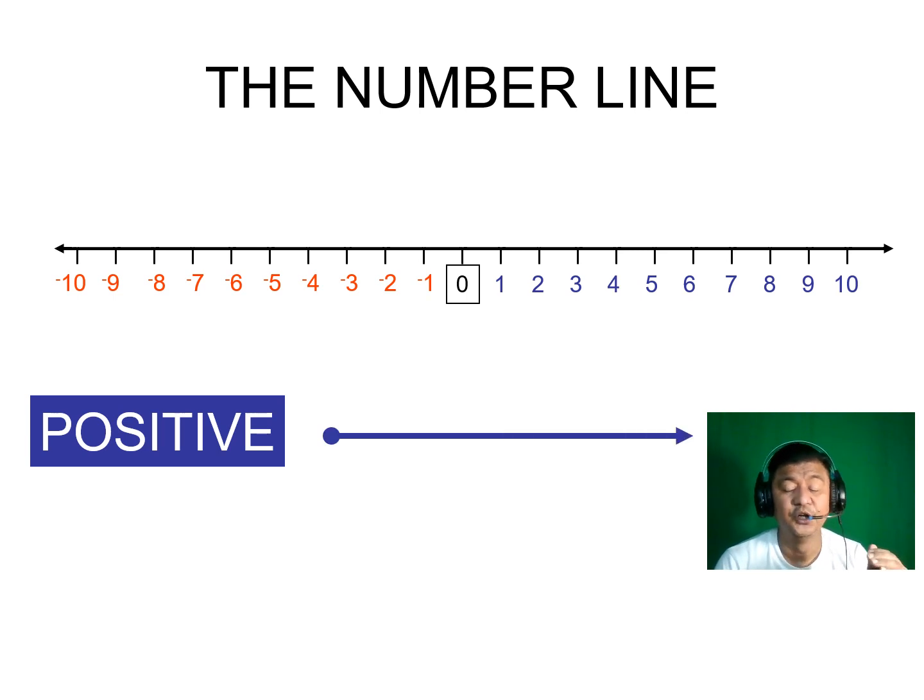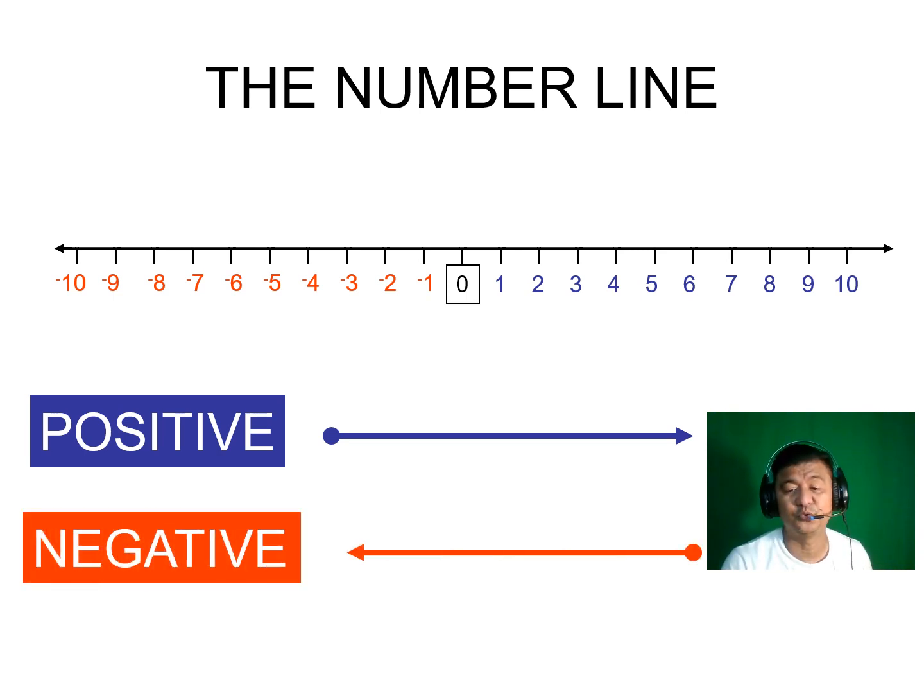Think of positive as moving to the right. Moving to the right is positive. And negative numbers are moving to the left. To the left, right? To the left that way. So remember that.